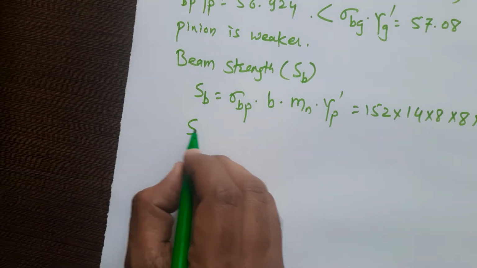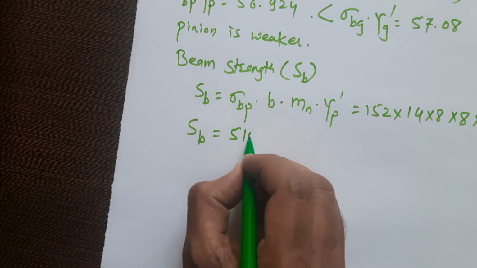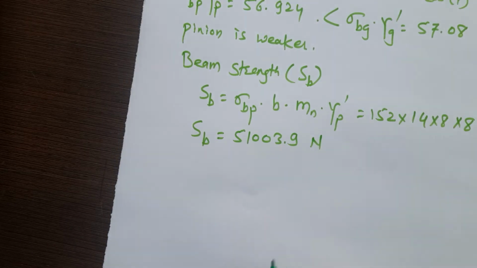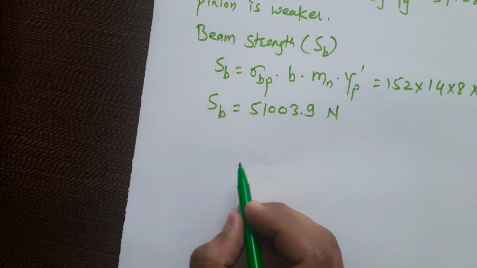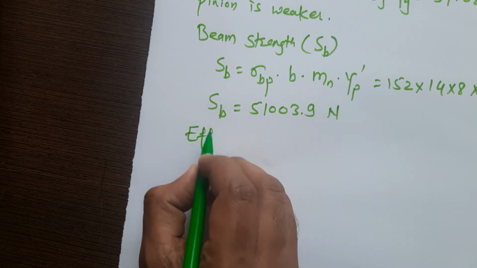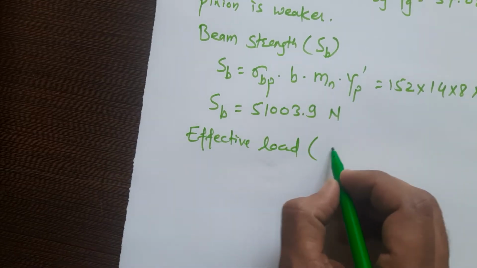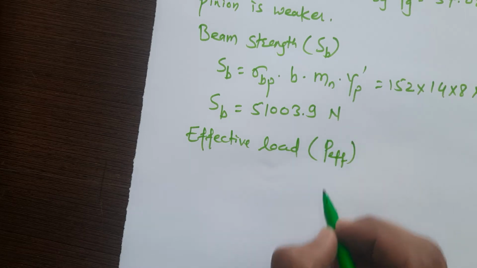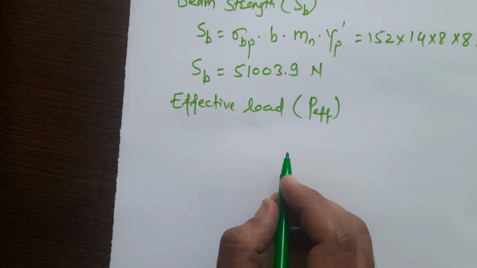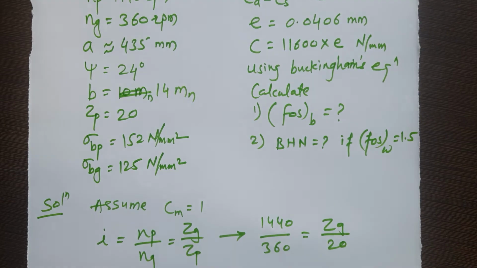Now if you calculate it, you will get SB as 5133.9 Newton. Once you have SB, your next step is to calculate the effective load, P effective. P effective is given by Buckingham's equation, as mentioned here.